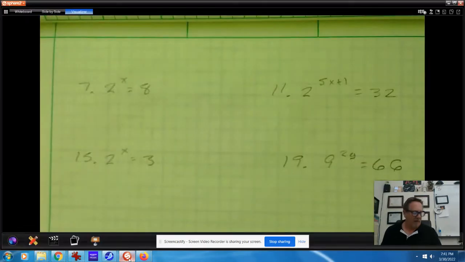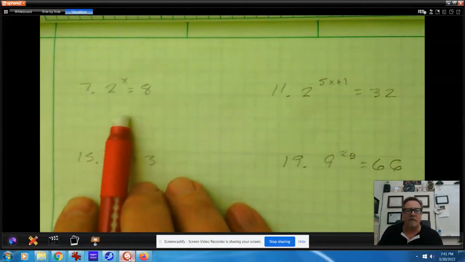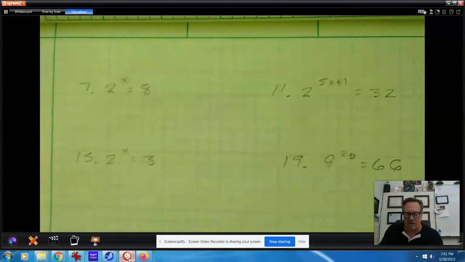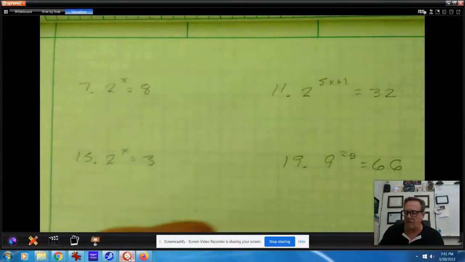For example, on page 473 in your textbook, this is where your homework comes from. Let's work some problems from your homework together to get you a good start. And on page 473, it asks us to solve a problem that looks like this: 2 to the x equals 8. This is problem number 7.